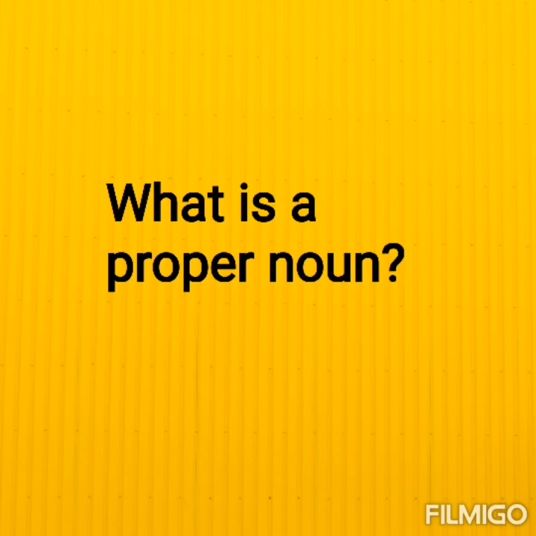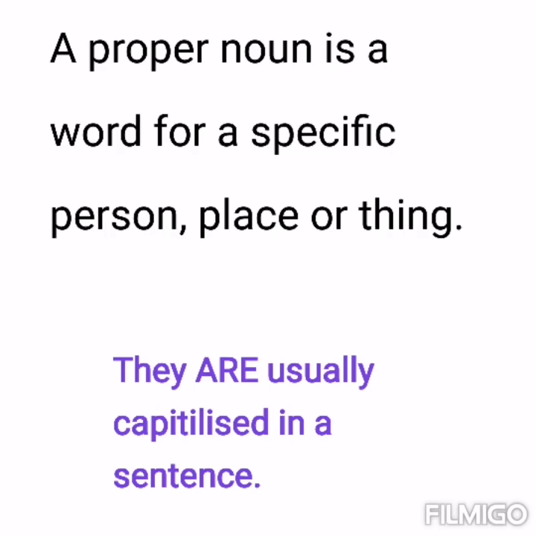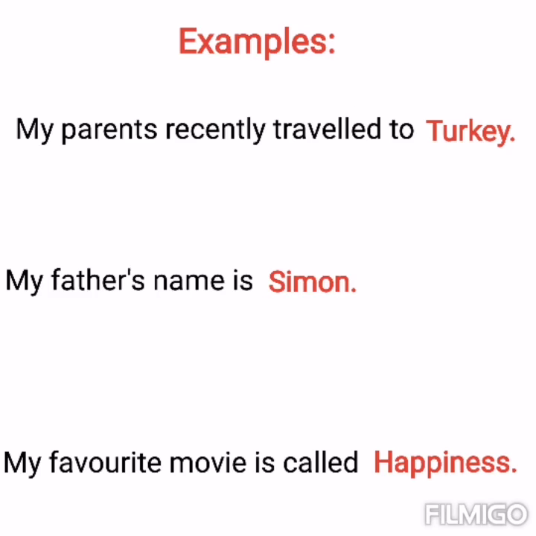What is a proper noun? A proper noun is a word for a specific person, place, or thing. They are usually capitalized in a sentence. Therefore, they appear with capital letter in any place in the sentence.